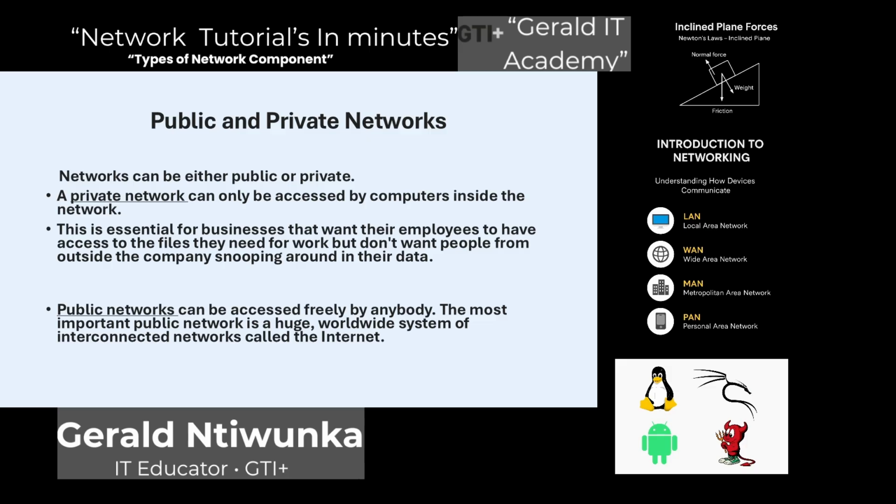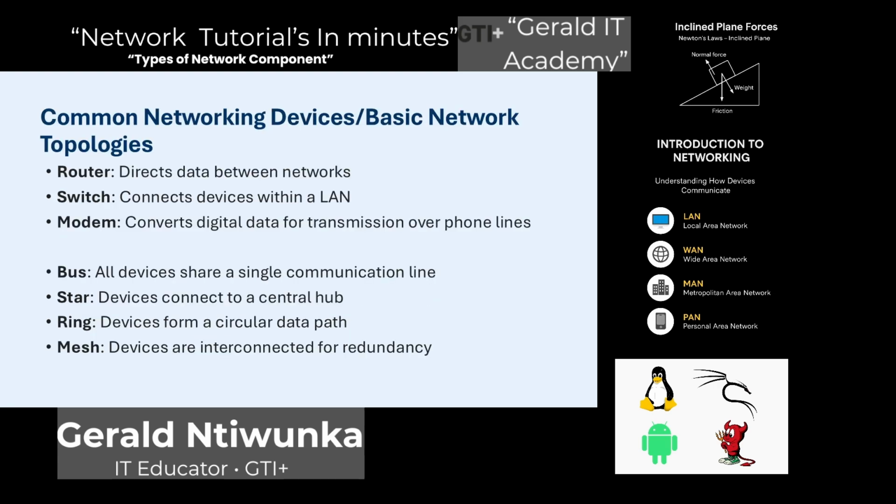On the other hand, we have public network. It can be accessed freely by anybody. That's what makes it public. The most important public network is a huge worldwide system of interconnected networks called the internet. The internet you use across the nations, across the countries. These are called public networks because anybody can connect to it and access it. That is what makes it public.